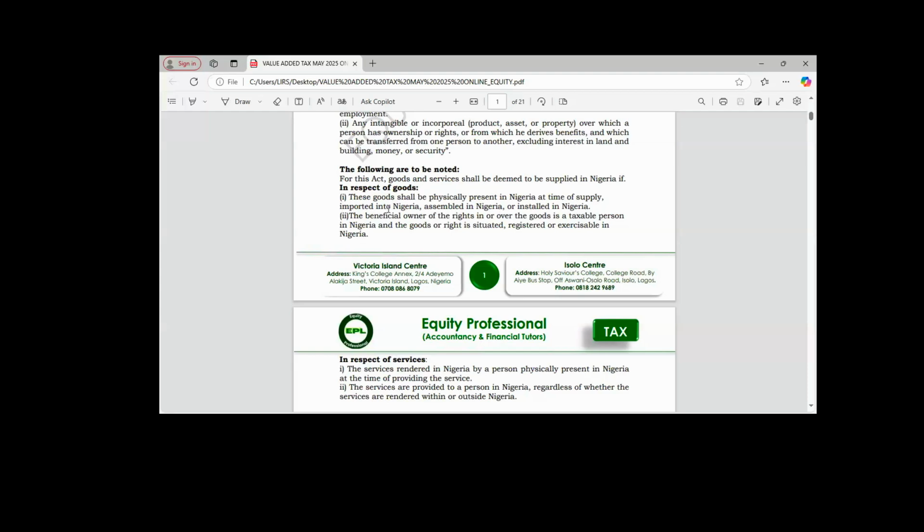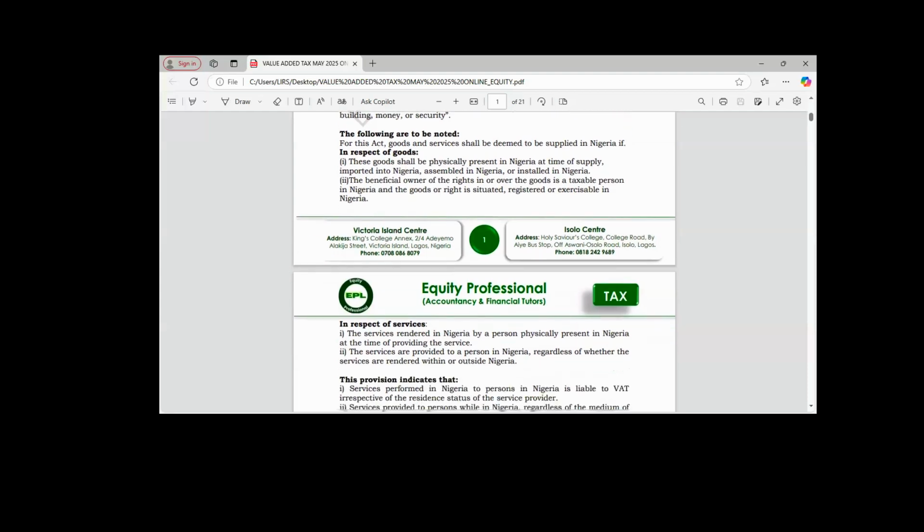Then the beneficial owner of the right in or over the goods is a taxable person in Nigeria. That person that is going to benefit from that goods or services is a taxable person or a registered person in Nigeria.